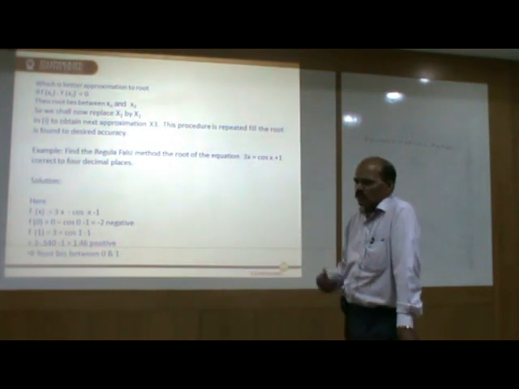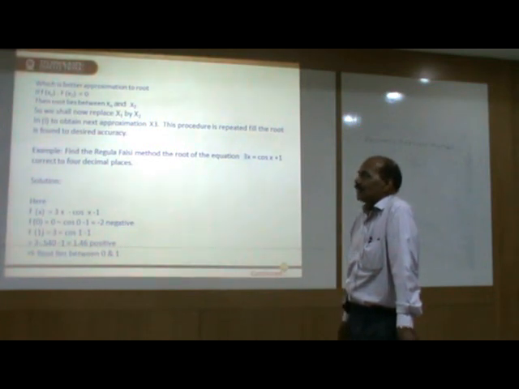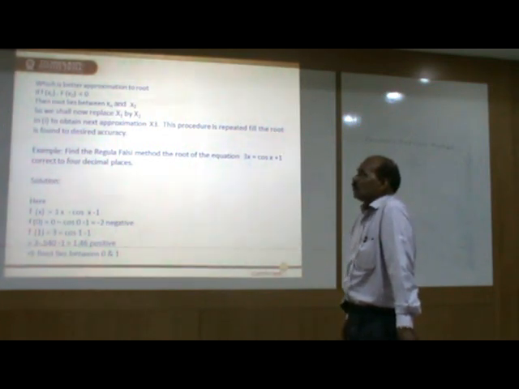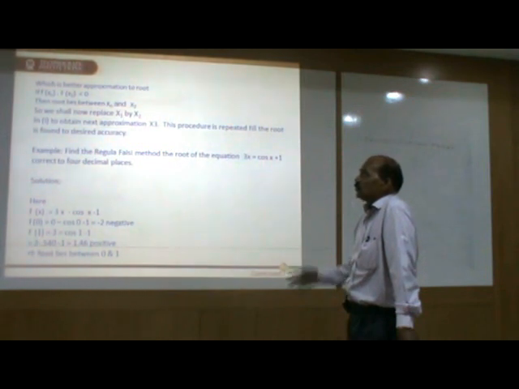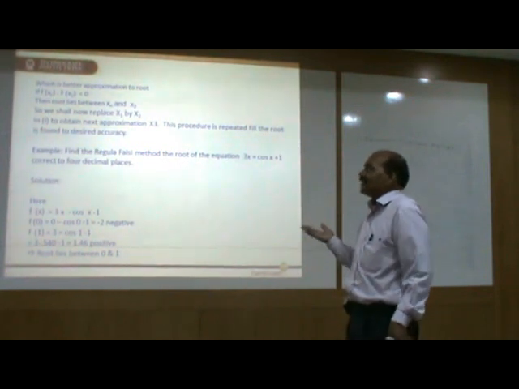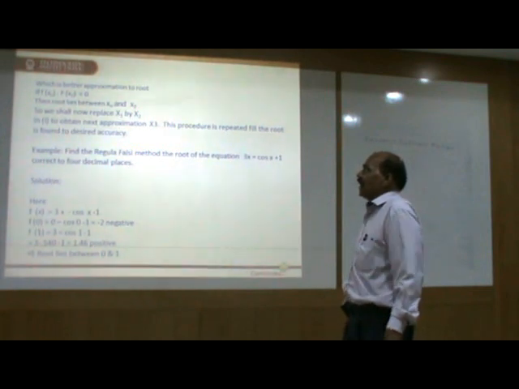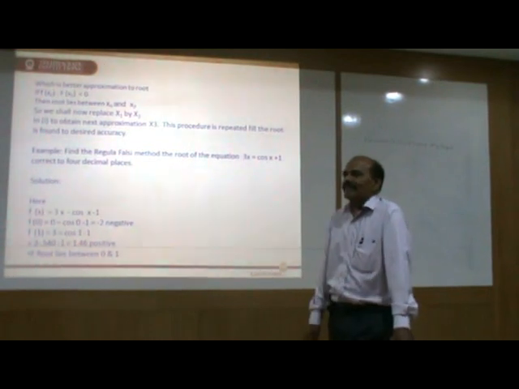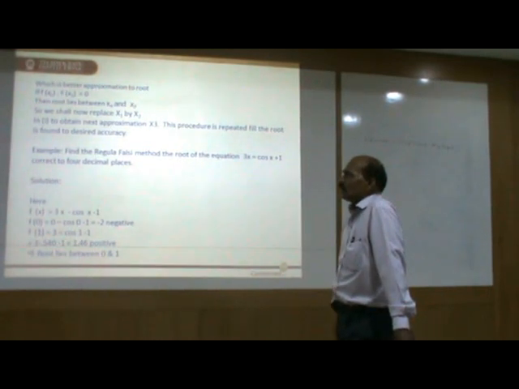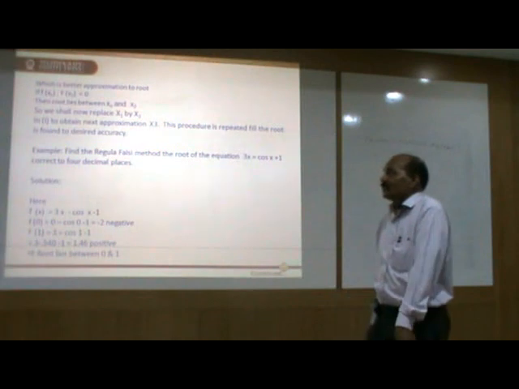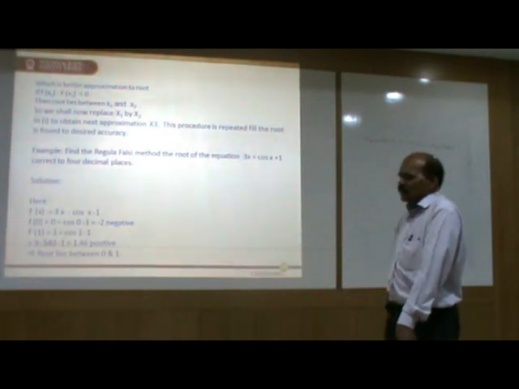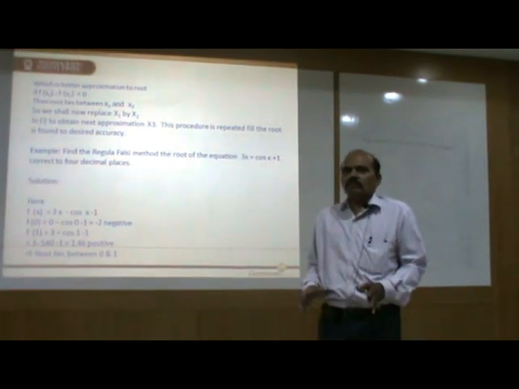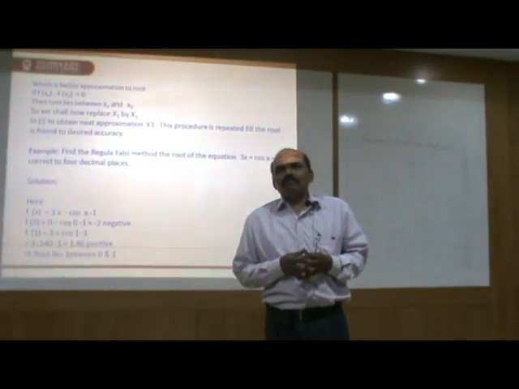Now, if you want to carry out iterations further, then we have to check the condition again: f of x0 into f of x2 is less than 0. If this is less than 0, then the root will lie between x0 and x2, and then we can get the next approximation x3. Otherwise, if f of x1 into f of x2 is less than 0, then the root will lie between x1 and x2. For comparison, we have taken the same problem as we did in the case of Newton-Raphson method.